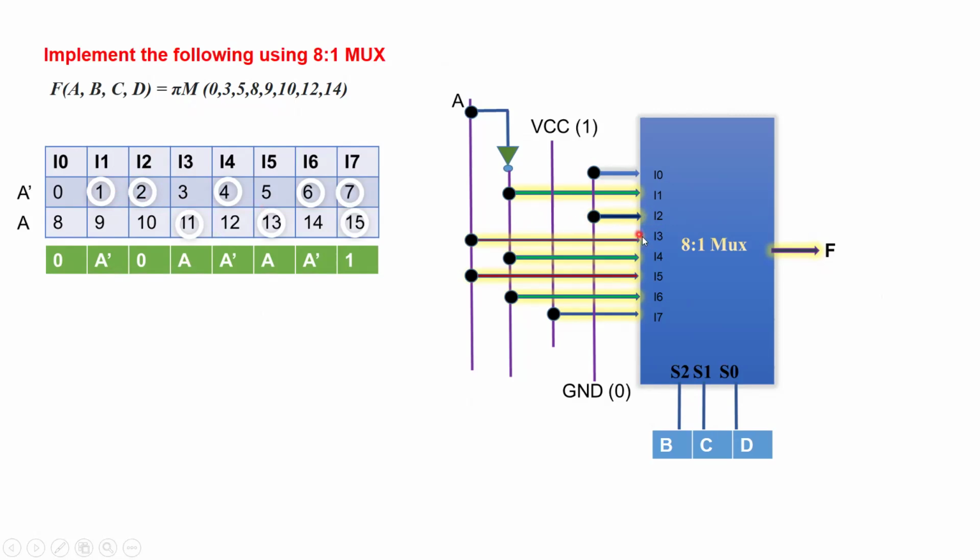I3 goes to A. So I3 is going to A. I4 is going to A bar. This is how we see it in the implementation table. I5 goes to A. I6 goes to A bar, and I7 is tied to logic 1. So I7 is the only line that is tied to logic 1.